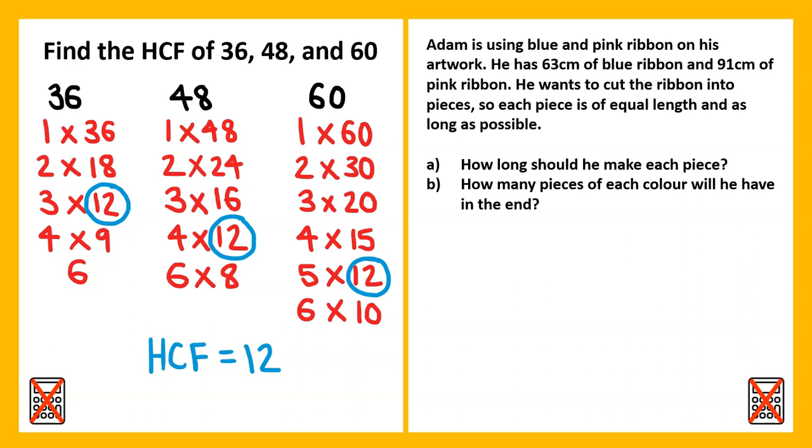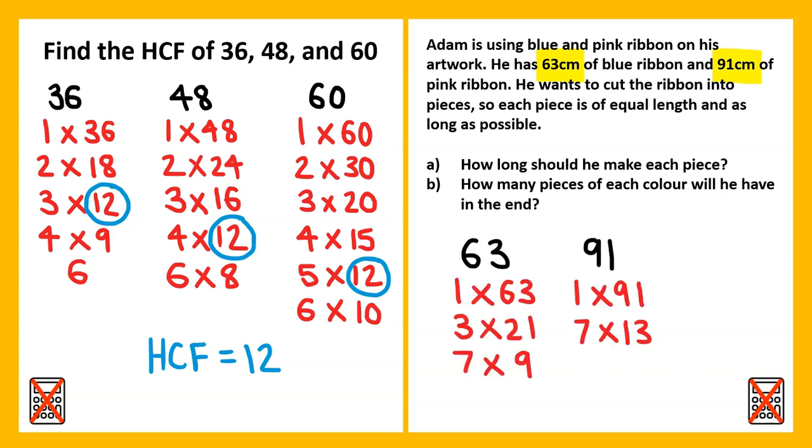And as we want them to be as long as possible, that will involve the highest common factor between the two of them. Let's start by listing the factors of 63 and 91. Once listed, we can see the highest common factor is 7, meaning the longest that we can make each piece of equal length would be 7 centimeters.